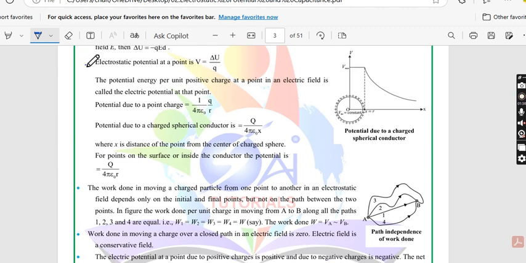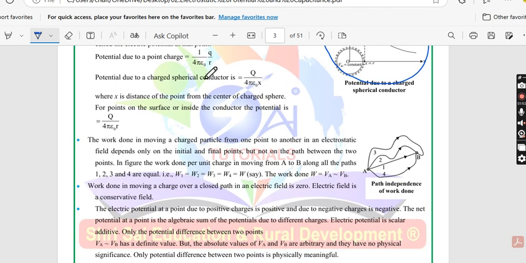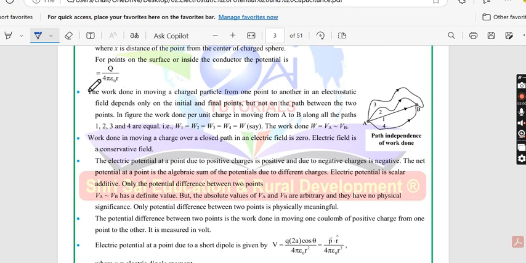Electrostatic potential at a point V due to that change in potential energy. And what do you mean by the potential energy per unit positive charge at a point in an electric field? So it is also called as electric potential at a point. And by considering this figure, I have discussed in the previous session that potential due to a charged spherical conductor and for a point on the surface or inside the conductor. And now let us discuss about the work done.